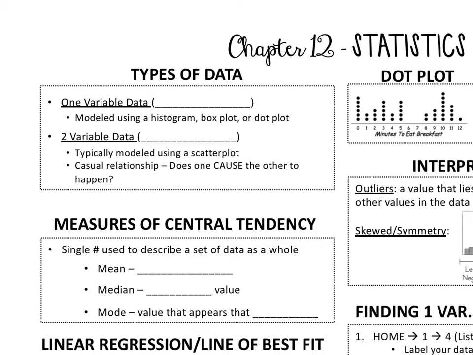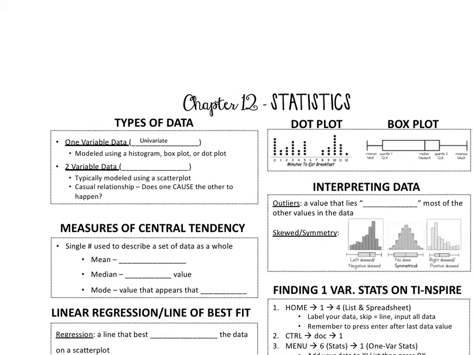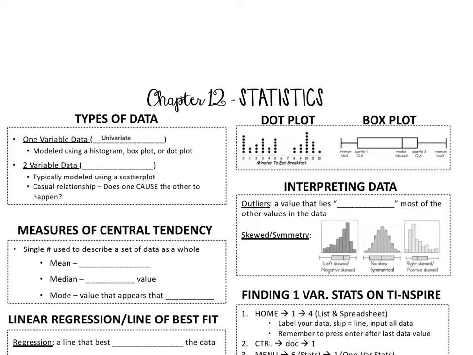This is called univariate. One variable data can be modeled using a histogram, which is a bar graph with the bars smushed together that's based off of a frequency table, a box plot, which we'll look at in a minute, or a dot plot. If you look over here to the right, the dot plot has a list of data, and then you use a dot to represent the frequency of each piece of data. And like I said, we'll come back to the box plot in a minute.